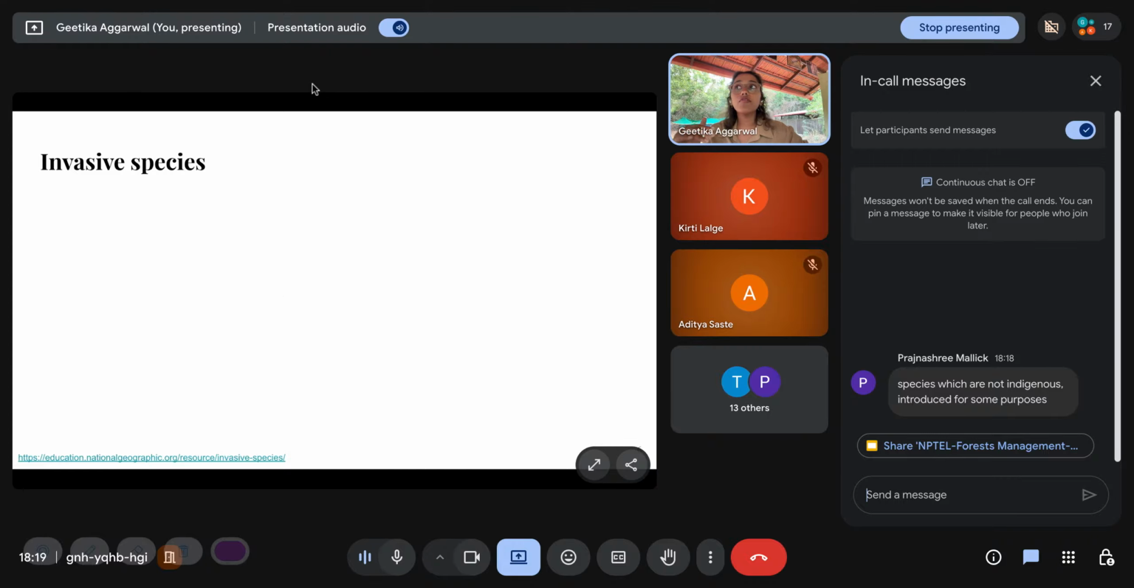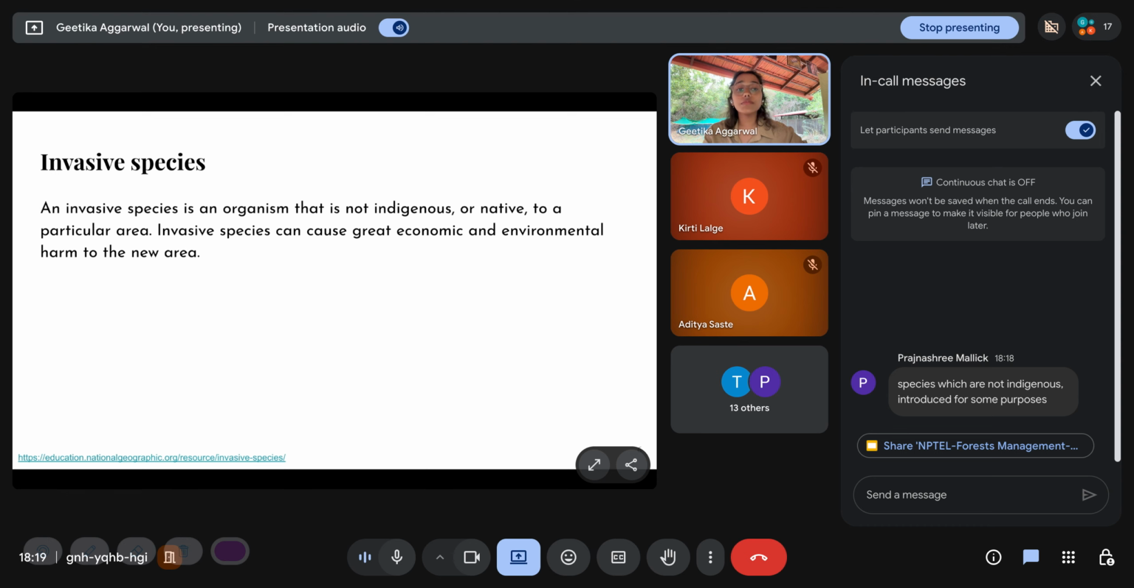So a foreign species put in a new area is not invasive from the start, but it can become invasive because it can start taking over the native vegetation. It might turn out that this species is better at utilizing the resources of this new foreign area where it has been introduced, and it is outcompeting the native vegetation. So that is when it becomes invasive.